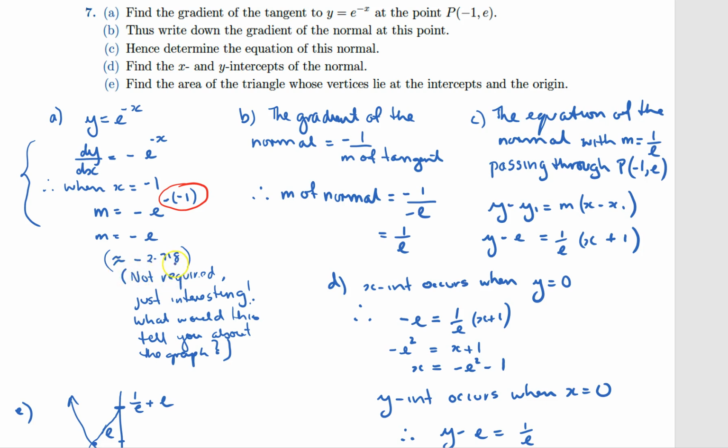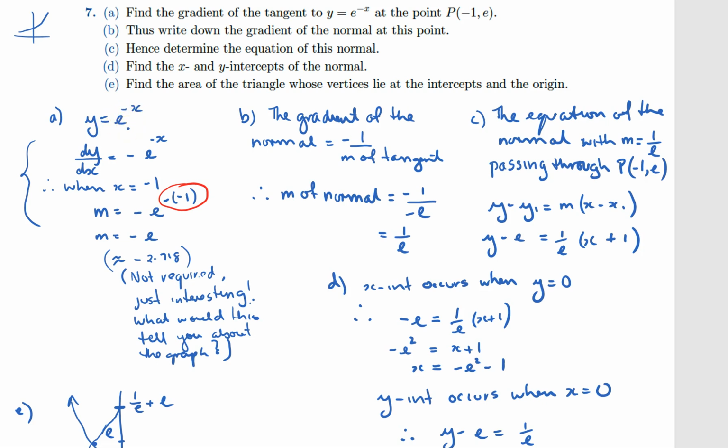Now, that's quite different to the graph of y equals e to the x. What do you know about the graph of y equals e to the x? It always has a positive gradient. So just think about that. What does it mean then for the graph of y equals e to the minus x?